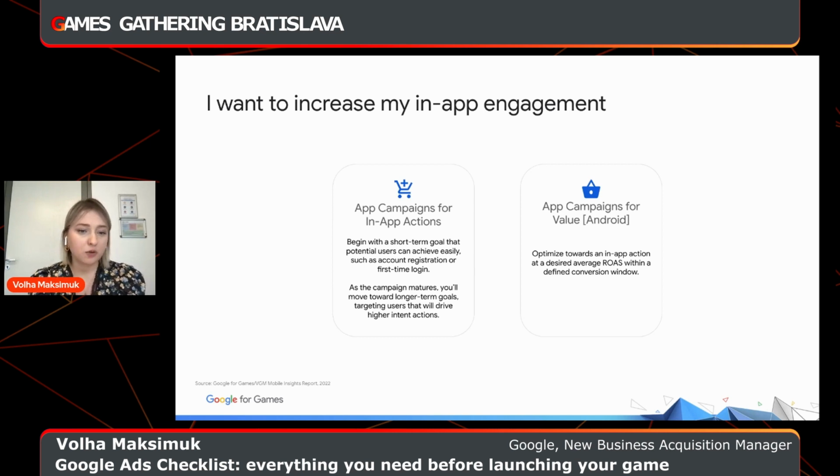It is expected that you have already run the in-app actions campaign, so the algorithm is already aware of what is realistic for your campaign, what is realistic for your app, what has already worked, and what kind of information is needed for the algorithm. So normally, as soon as you can bring in around 300 in-app events within a 30-day window, you should be ready to start with app campaigns for value as well.